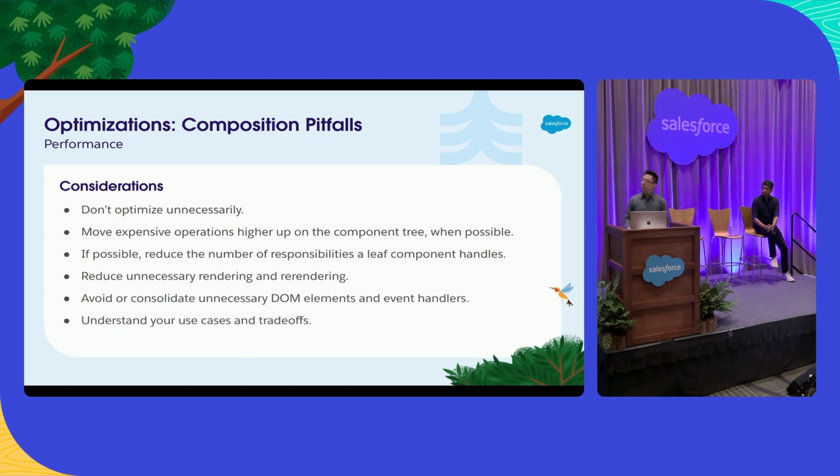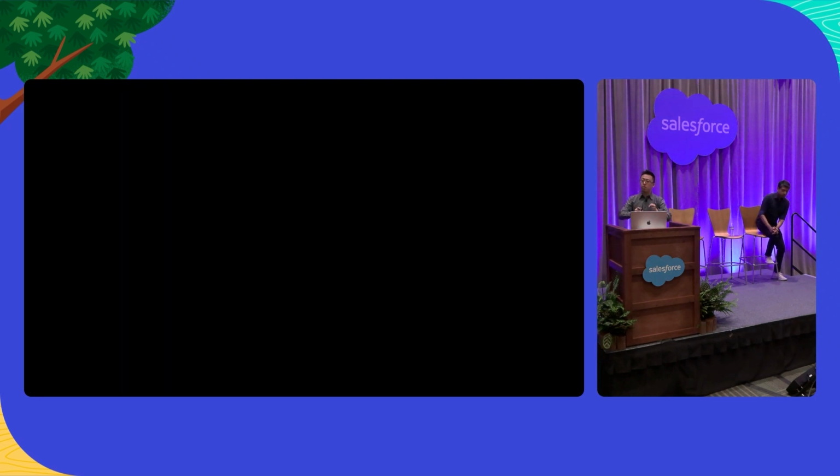Afterwards, consider, do you have expensive operations lower on the component tree that you may be able to consolidate and refactor upwards? All right, so let me see, expensive things higher up. If you're able to move those pieces higher up on the component tree, then they get performed less often, and you don't have to worry about all of that overhead.